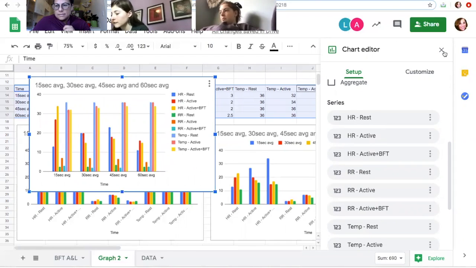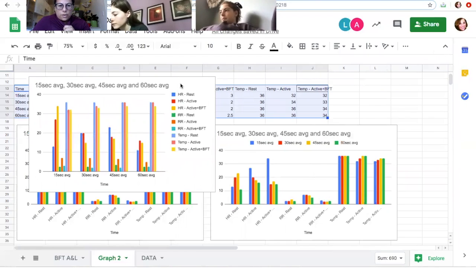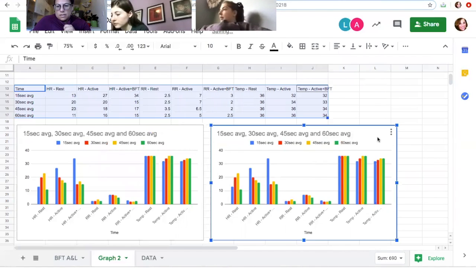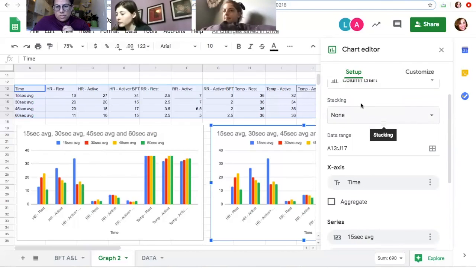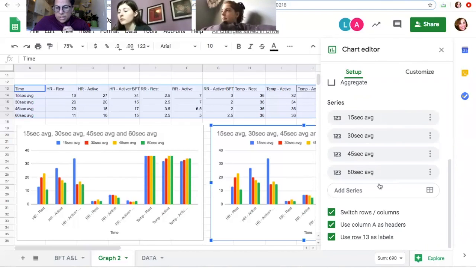Got it. Okay, so you're going to go in your chart editor, under setup, after you switch to column, which you did, scroll all the way down and uncheck the box that says switch rows, columns.